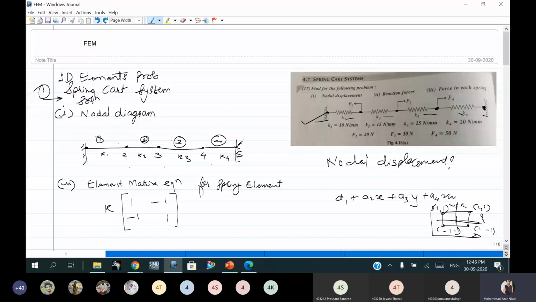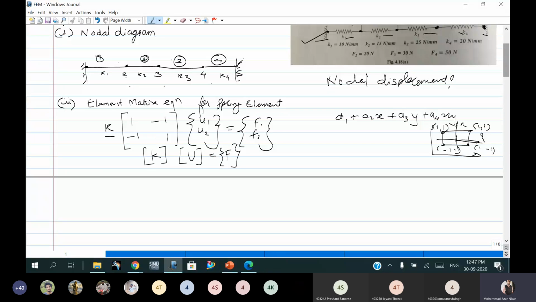This is the stiffness matrix, 1 minus 1, minus 1 1. Then next one is U1, U2, U3, depending upon the number of elements. This is your displacement. And the last one is F1, F2, F3. These are the forces acting on that element. K is the stiffness, U is the displacement, and F is the forces. This is called the element matrix equation.